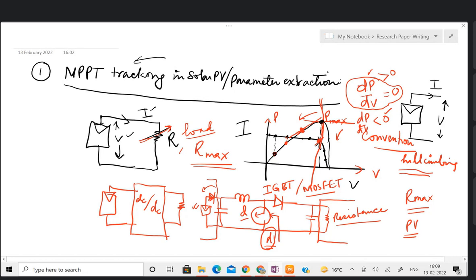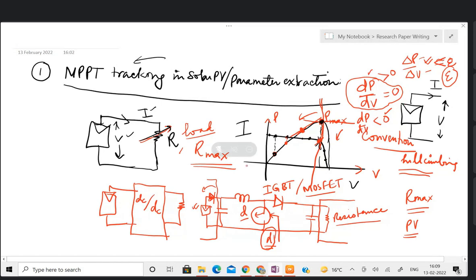Since we are working in a digital system, dP by dV is not obtained, rather delta P by delta V is obtained, from the final power and initial power. We change the value of the duty ratio and check delta P by delta V. If that is coming closer to 0, and we set some tolerance value, so if delta P by delta V is less than that tolerance value, we stop changing the value of D. That means we have reached close to the maximum power point. So that is the concept.